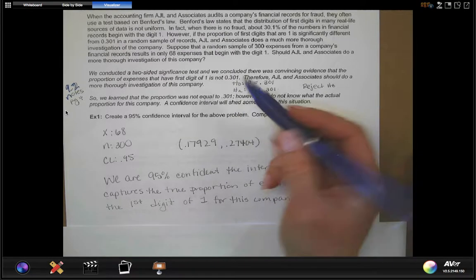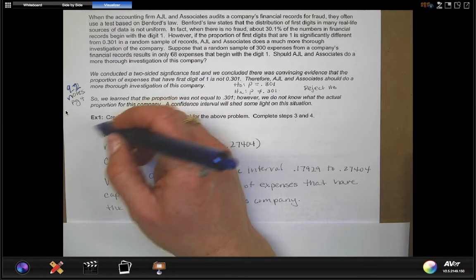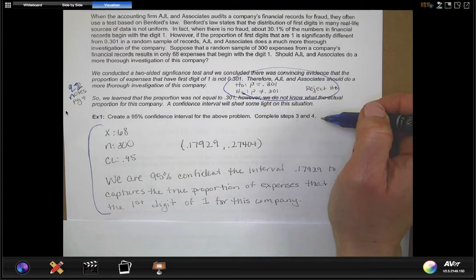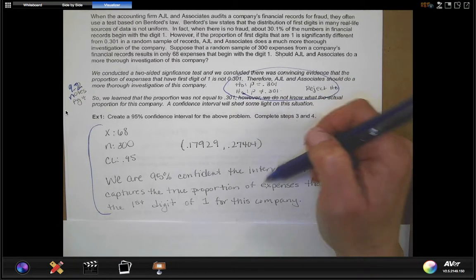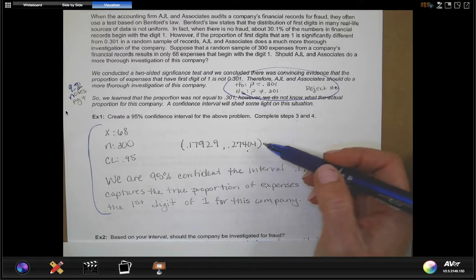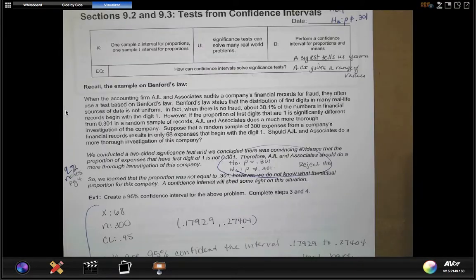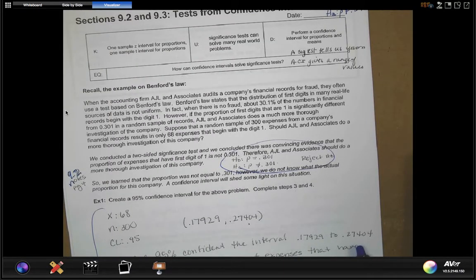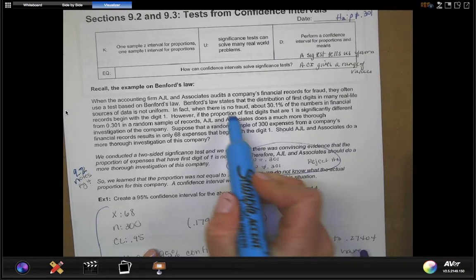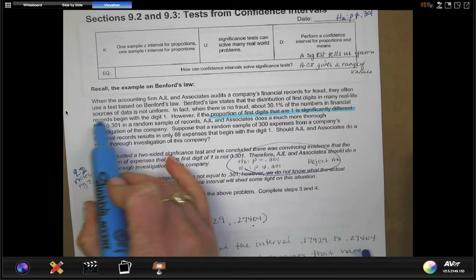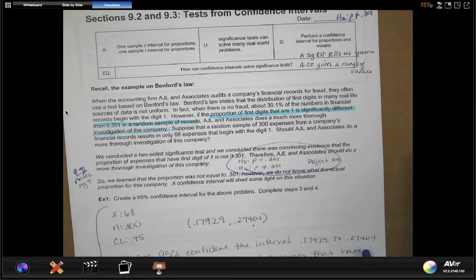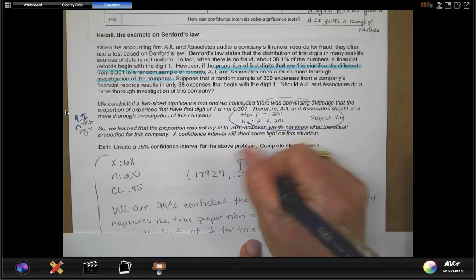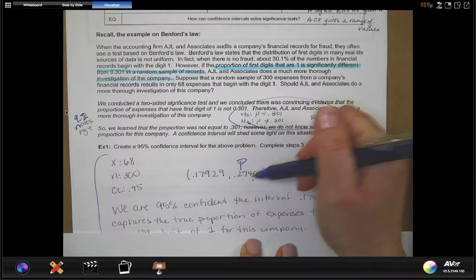So my point here is that what if we did this first and we didn't do this? Could I still answer this question from this confidence interval? So based on the interval, should the company be investigated for fraud? Remember back up here it says if the proportion of first digits that are 1 is significantly different, then they should have a much more thorough investigation of the company. So based on the interval, we think P is somewhere in this interval.